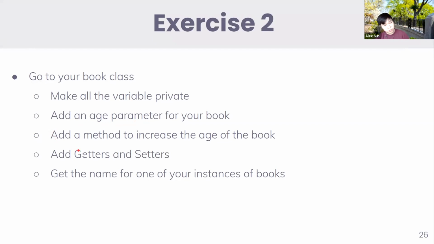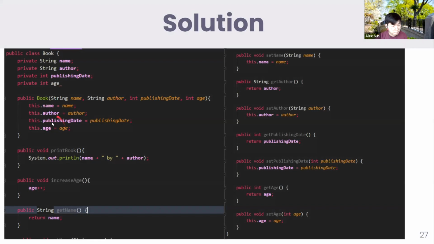Add a method to increase the age of the book. Okay. All right. So the way I did it, or the way I thought about it, was I would just create a function. It's public, it's void. It's just called increase age. And when you do your book name dot increase age, you just make age one bigger, right? So you just increase the size of age. So you just do age plus plus.